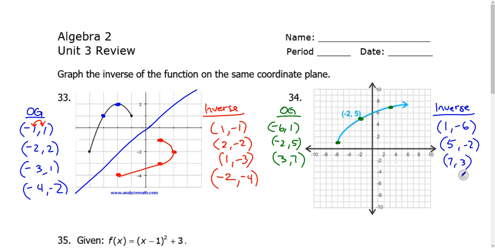So we regraph 1, -6, right here, 5, -2, 7, 3. So we end up with a graph that goes something like this. Again, we want to make sure it's correct. You can look across this line of symmetry, Y equals X, and it should be a reflection. So that's graphing.